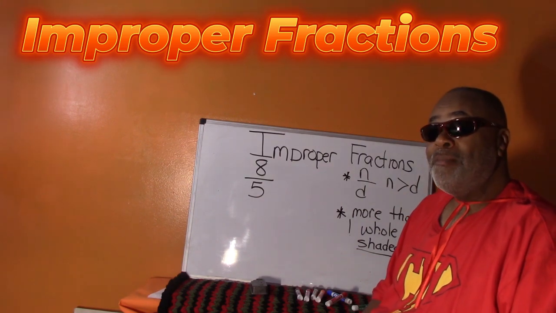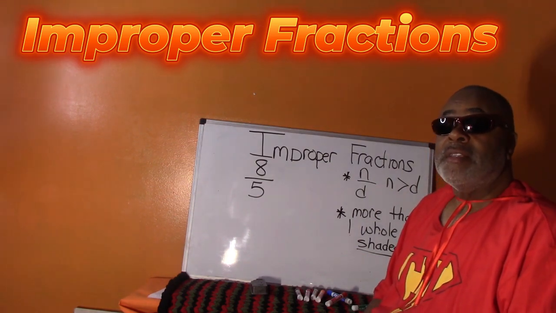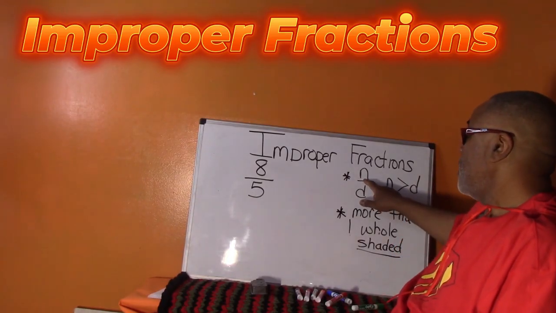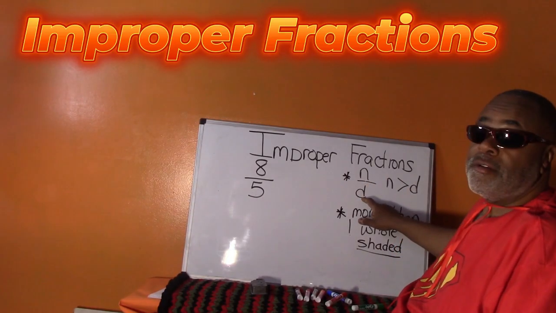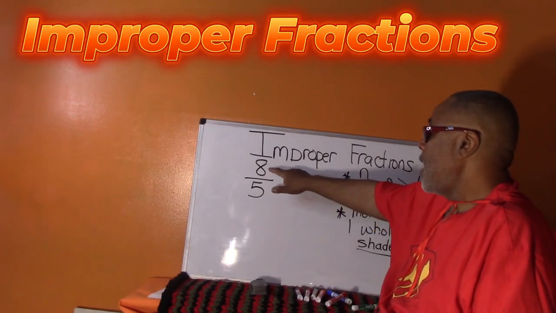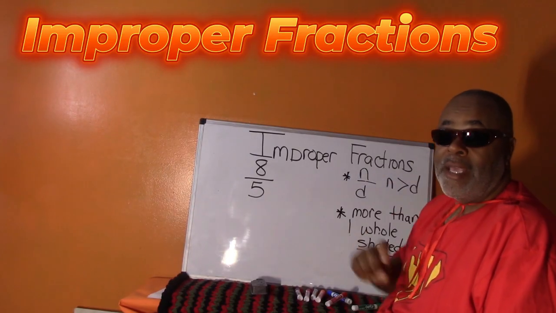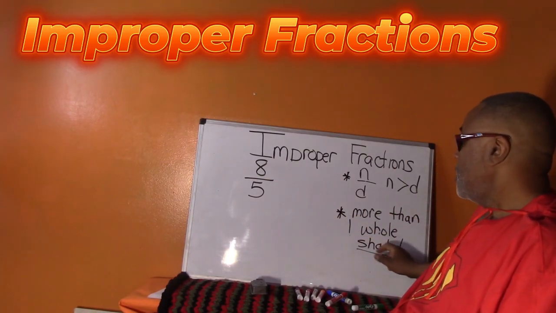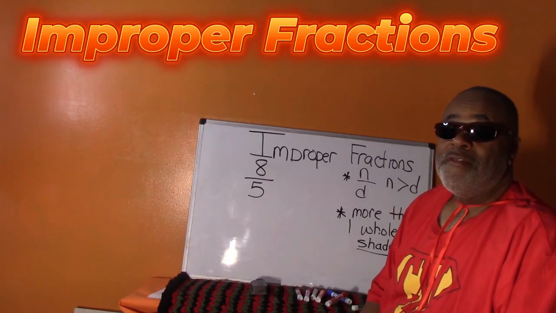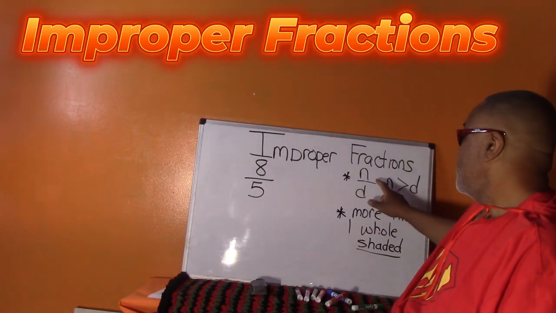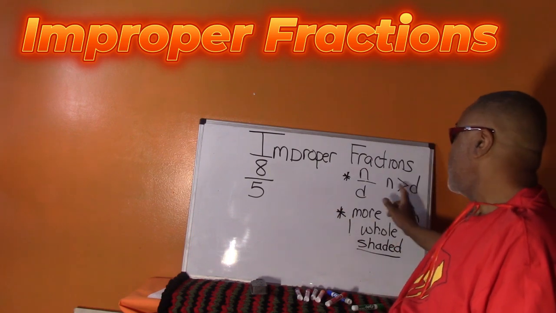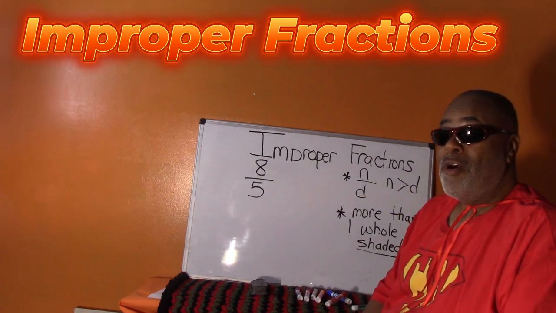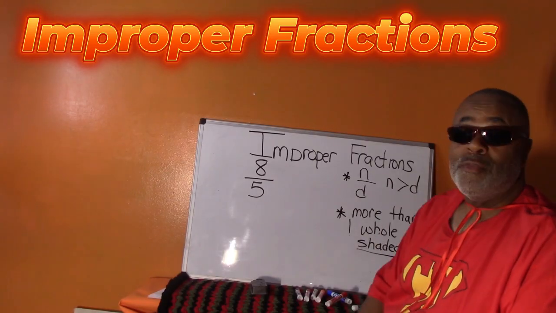But if you don't believe it, let's see if it satisfies the characteristics of an improper fraction. Is the numerator bigger than the denominator? Is 8 bigger than 5? Yes. All right, and let's look at the other one. Is it more than one whole shaded? Well, we haven't figured that out, but already we know that the numerator, 8, is bigger than the denominator, 5. So now, if we don't know if it's more than one whole shaded, what do we do?